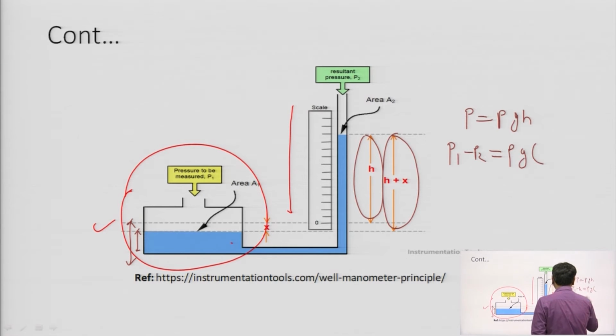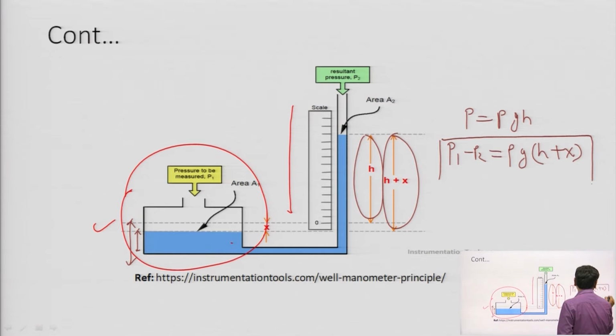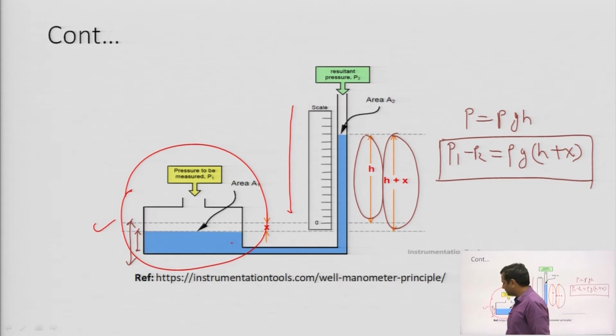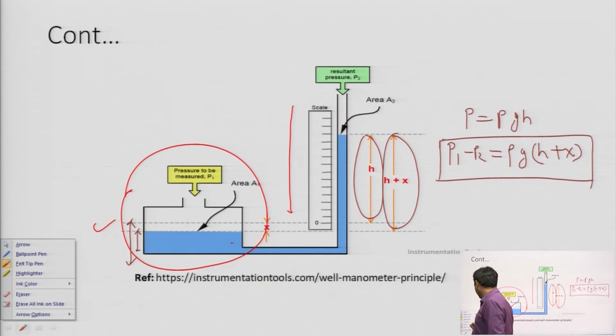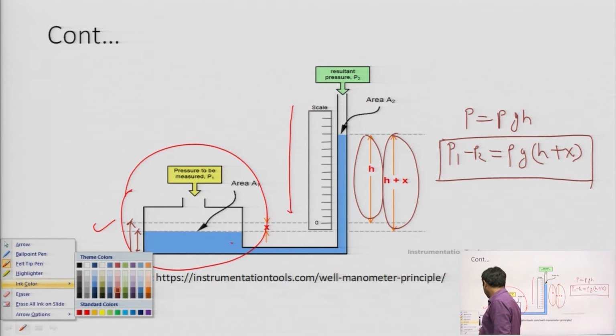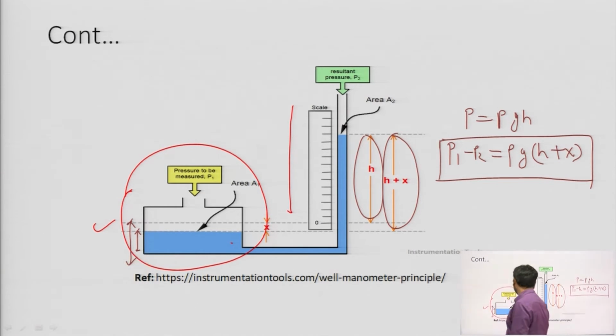The differential pressure, P1 minus P2, will be equal to rho g, and after applying the pressure the height has changed. So, the height will now be h plus x. That is the basic formula followed in the Well type manometer, and by using this formula we can measure the value of pressure. So, that is the basic working of the Well type manometer.